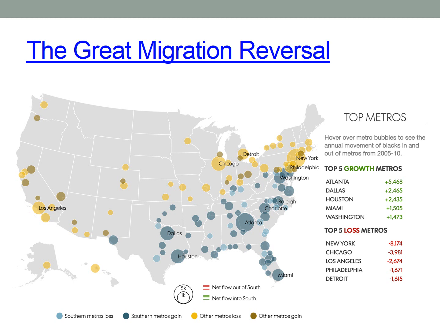So if you take a look at this graphic, which again is a graduated symbol map, you'll notice that the top 5 areas that have been losing African Americans have been New York, Los Angeles, Chicago, Philadelphia, and Detroit, cities all in the north or out west. And the top 5 cities that have been gaining, where African Americans have been moving: Atlanta, Dallas, Houston, Miami, and Washington, referring to Washington, D.C., cities that are all in the South.